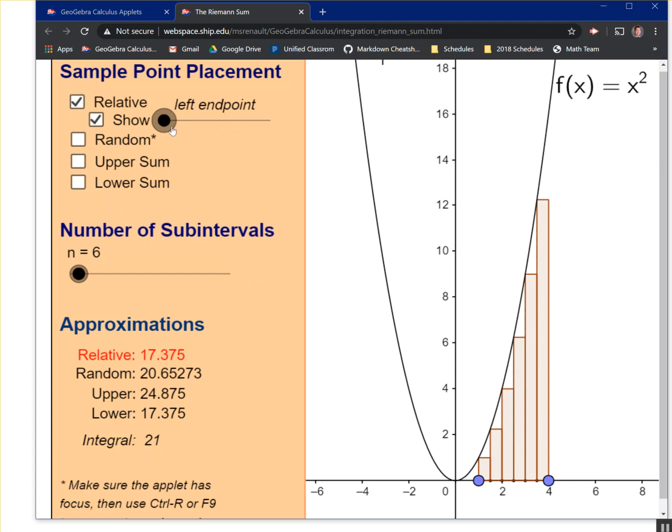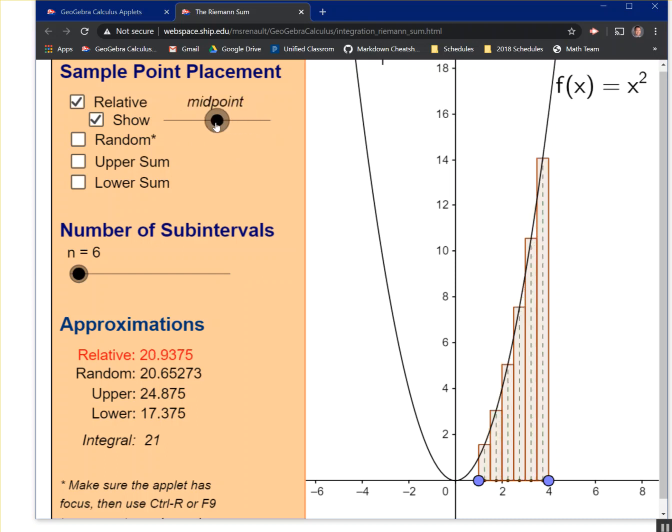So you can see the left endpoint would be an underestimate, because look at all these little triangle looking shapes. They're not quite triangles, because they're curved, but little triangle looking shapes that we're missing. The right endpoint is going to be an overestimate, because look at all these triangle looking shapes that we added.